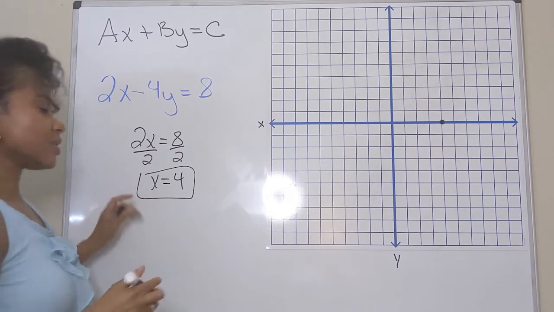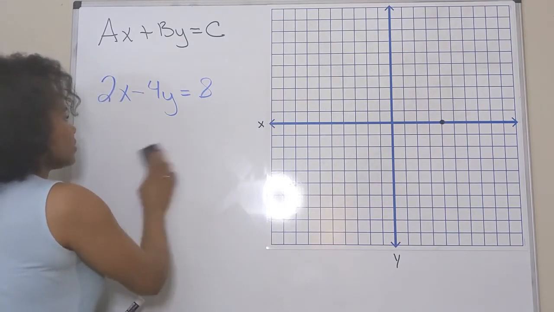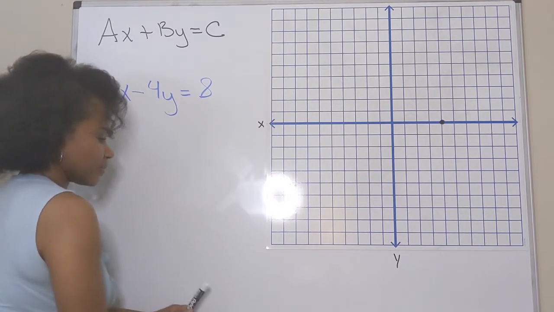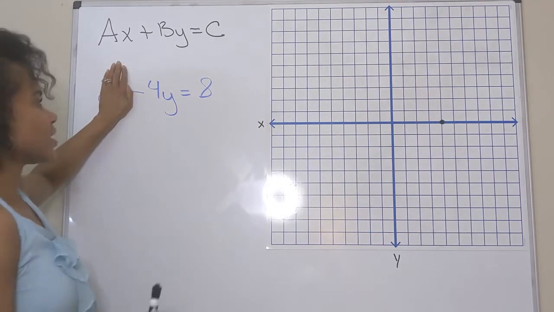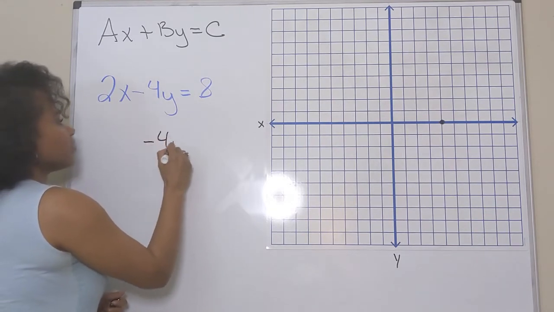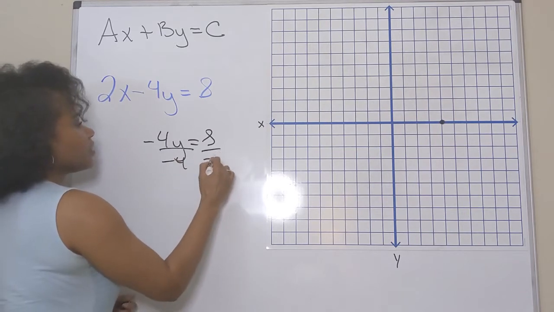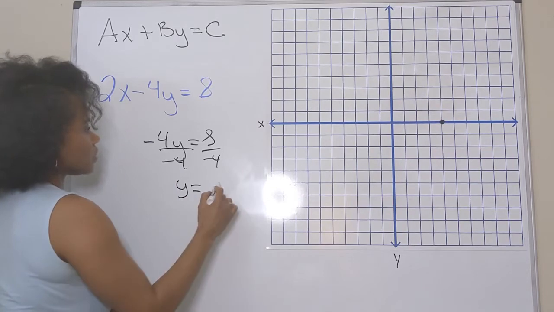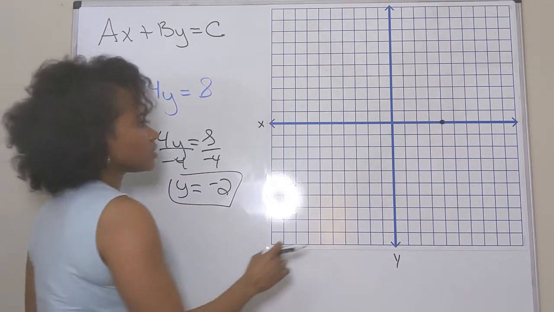I want to do the same thing with my y value or my y-intercept. I'm dropping stuff here. All right, I simply want to cover up the 2x, and I'm left with negative 4y equals 8. Divide by negative 4, and y equals negative 2. So my y-intercept is negative 2.